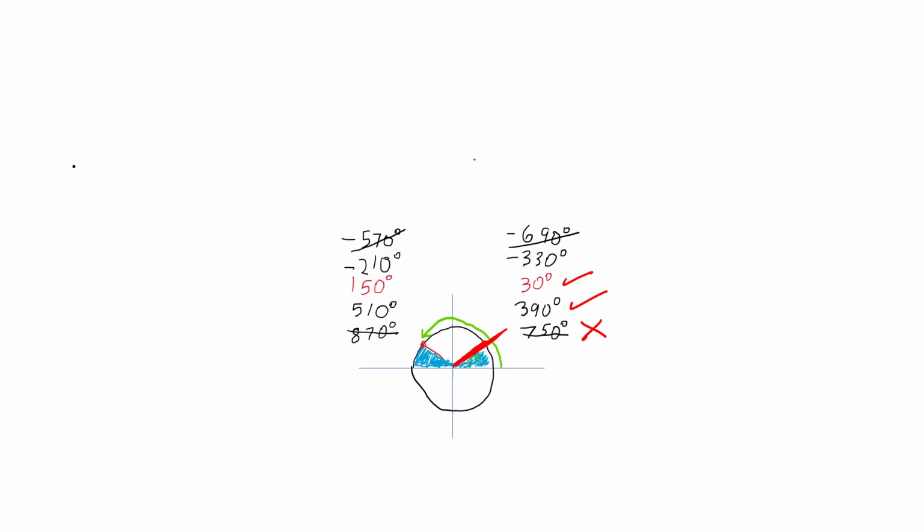So 750 degrees is an angle there, but why is it wrong? Well, it's wrong because at the start of the question, we said we're going to let our domain be from negative 360 degrees to 720. 750 is outside of that domain, so it doesn't count.